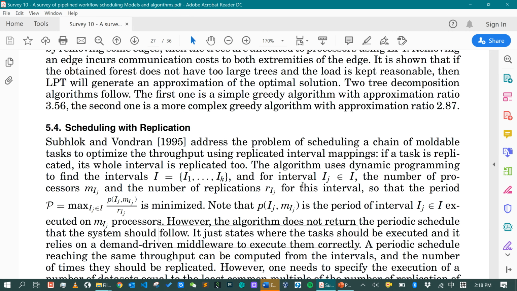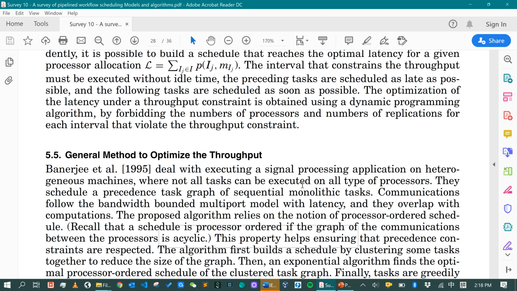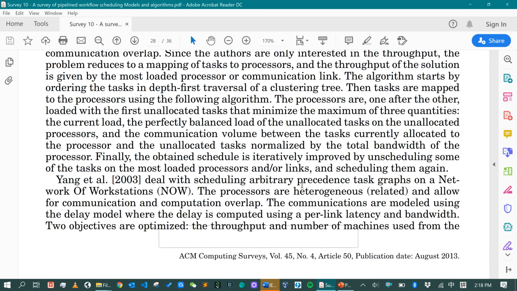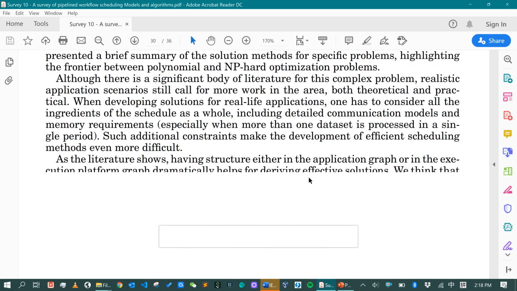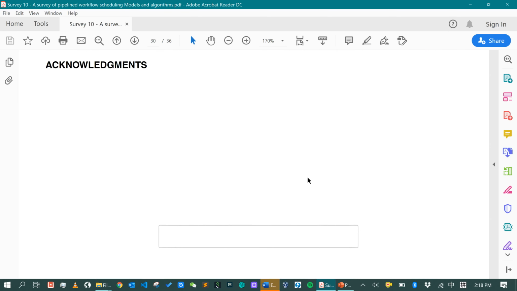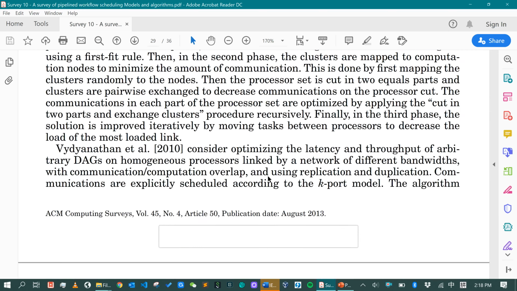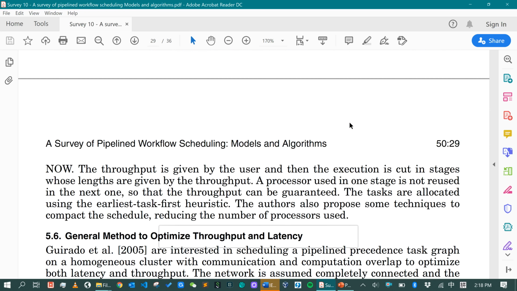Overall, I think this is a very good paper in introducing these kinds of scheduling algorithms in grid computing. And I think that's all I will talk about. That's all about this survey, and all I will talk about for this video.